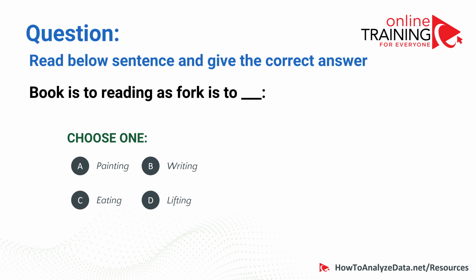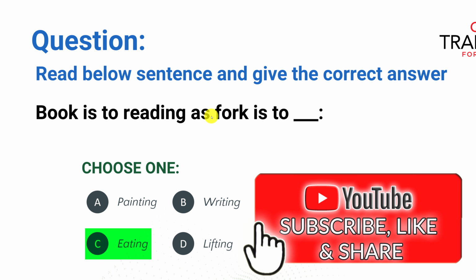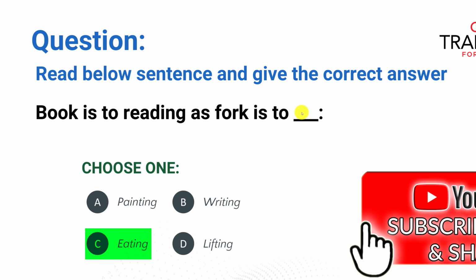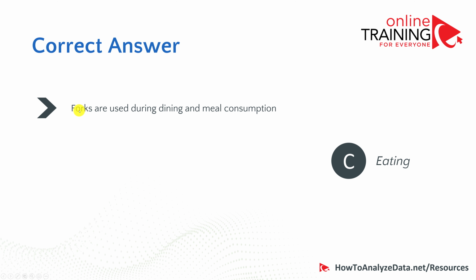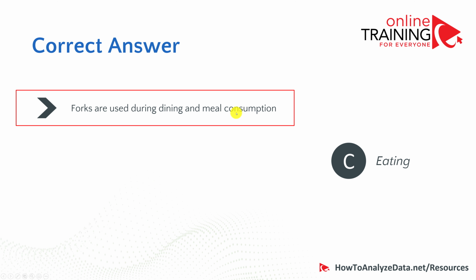So the correct answer is obviously eating, right? Because book is to reading. This is an activity associated with reading, as fork is to eating. You use a fork during the meal consumption. So the correct choice is C. And that's because forks are used during dining and meal consumption. Hopefully you've got this one right.